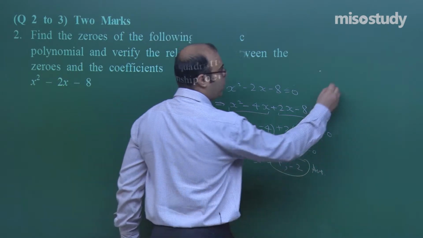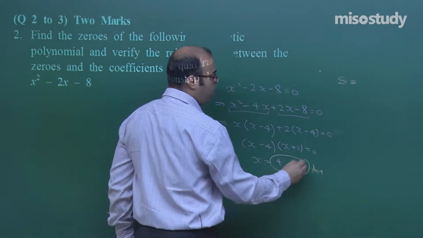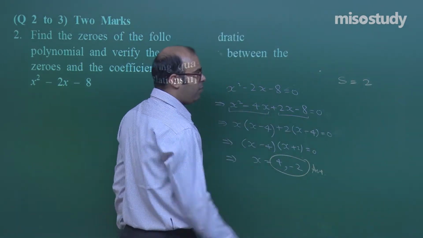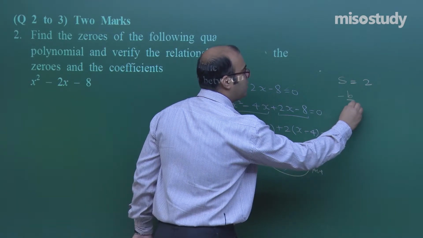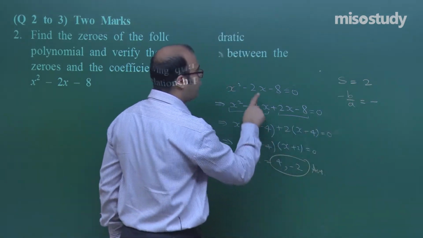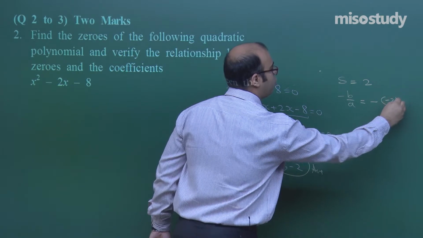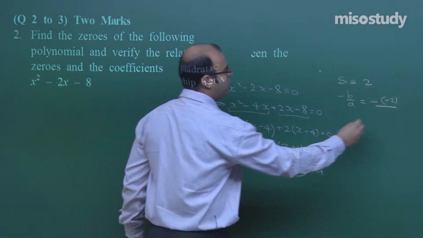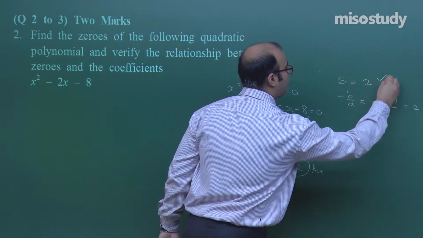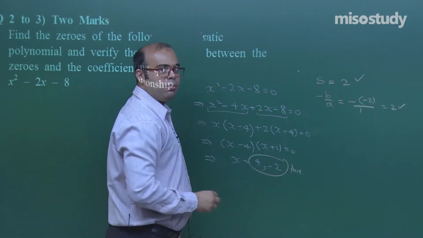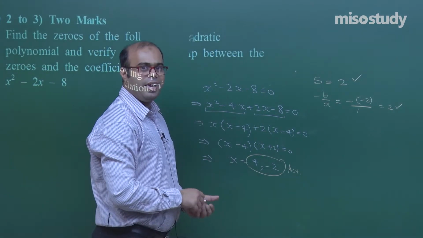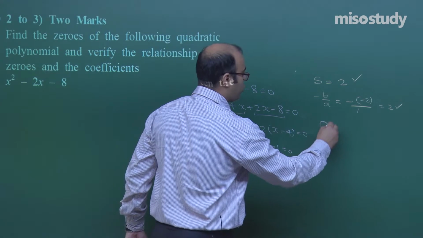If we take the sum of the zeros, which is 4 minus 2, that will be 2, and minus b by a is actually minus of the coefficient of x, which is minus 2, divided by the coefficient of x square, which is 1, which is 2. So, we observe that 2 and 2 are the same, that is, sum of the roots is equal to minus b by a is correct.